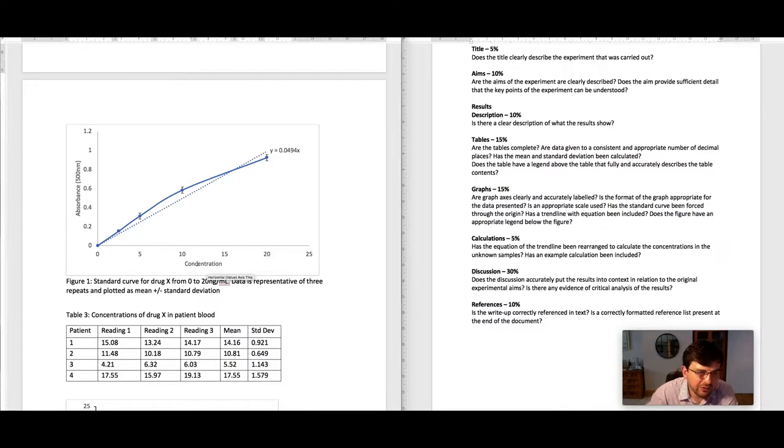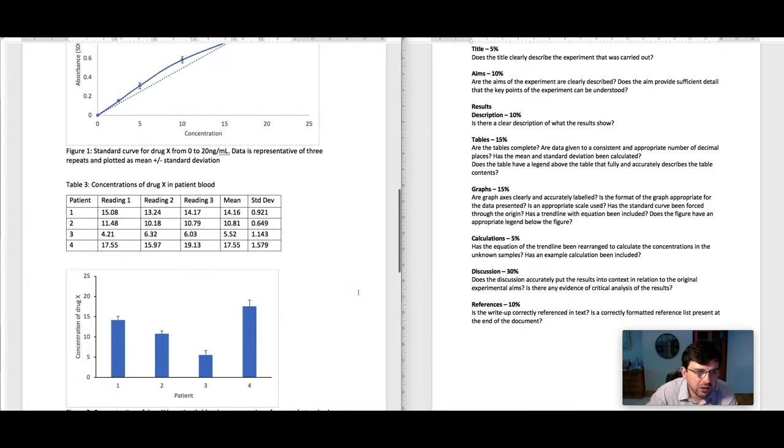Well, we don't have units for concentration on the x-axis here, so that's a little bit of a weakness. The other strength we have actually though is it has been forced through the origin. So in terms of the overall quality of that graph, that's very close to getting full marks and would just be pulled down because of that lack of a unit for the concentration on the x-axis.